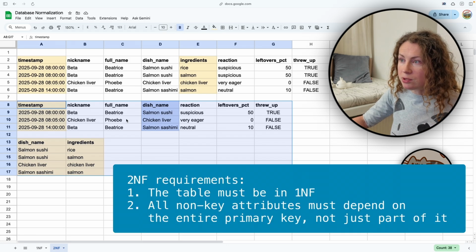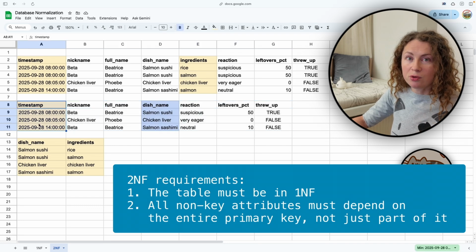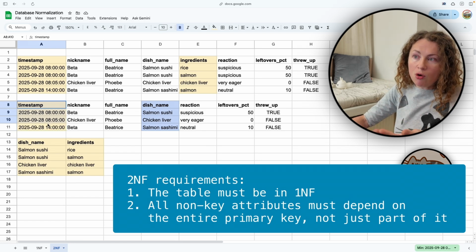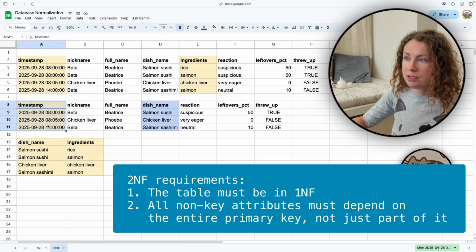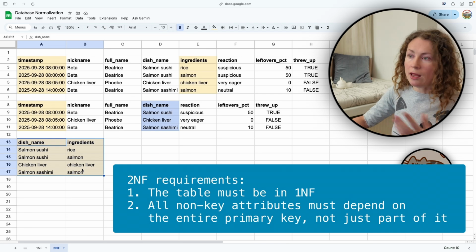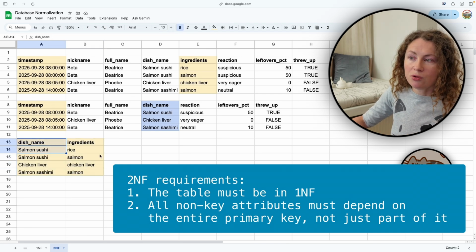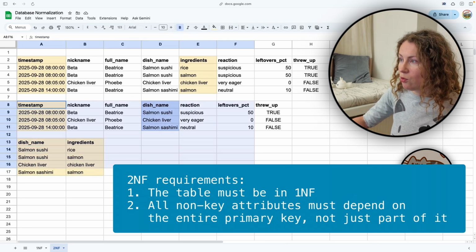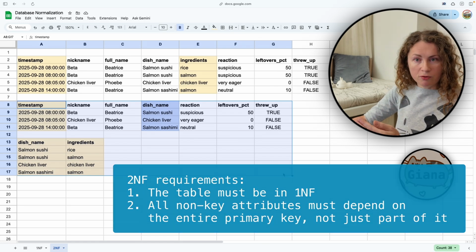So the criteria was that a non-key attribute should not depend on part of the primary key. Now that our primary key is only 1 column, there's simply no way to violate the second normal form because that's the whole key. You cannot have a part of it. And this table is also in the second normal form because we have no non-key attributes that could violate it by depending on part of the key. So all of this is in the second normal form now.